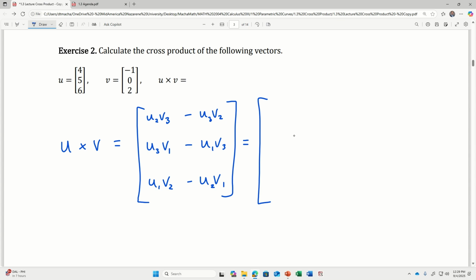What is u2? 5. What is v3? 2. So 5 times 2 is 10. What is u3? What is v2? Anything times 0 is 0. What is u3 times v1? Negative 6. What is u1 times v3? What is u1 times v2? And what is u2 times v1?